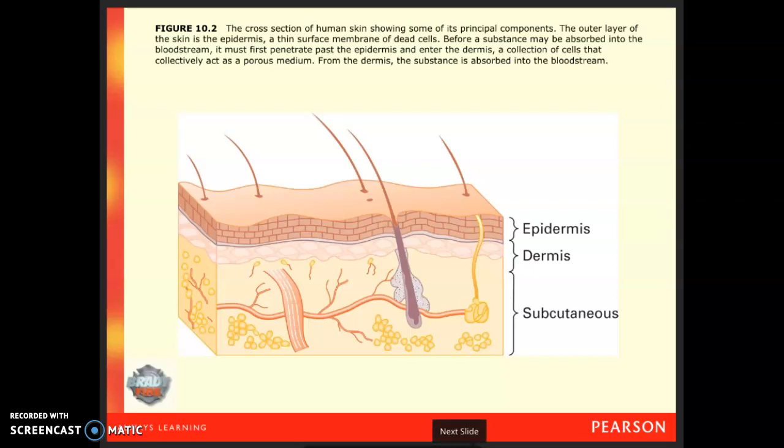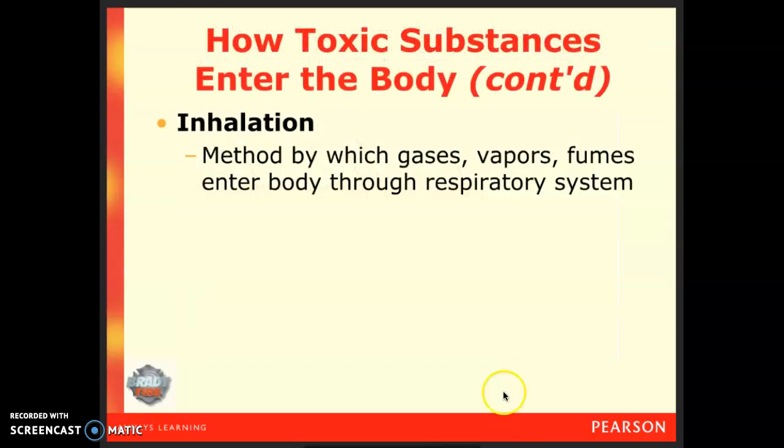Now, the third type of entry is inhalation. Inhalation requires a couple of things. First of all, it has to be a gas or a vapor or a fume. That discounts a lot of different types of toxins, because a number of toxins are solid phase or non-volatile liquid phase and just don't volatilize enough to really make inhalation a concern.